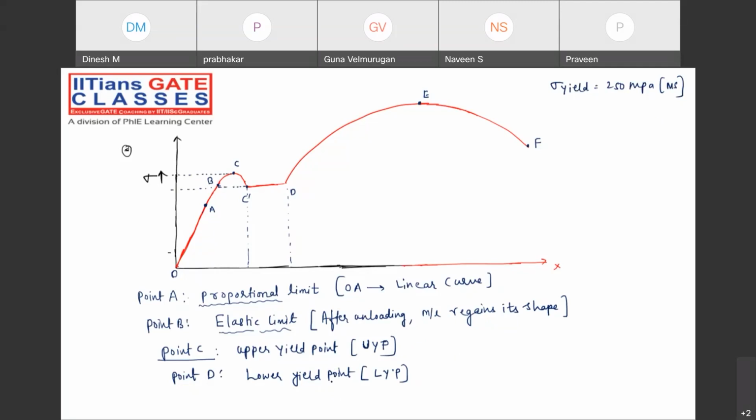Very, very important. Which is my design stress? Among all, which is my design stress? All of you, please, what will be the answer? Point C or point D? Is the upper yield point the design stress point, or is the lower yield point the design stress point? All of you, please let me know the answer. C or D. Remaining guys. Upper.